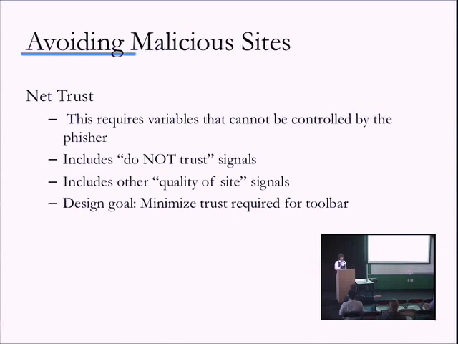NetTrust requires variables that cannot be controlled by the attacker. The attacker cannot control the things NetTrust depends on. The attacker can't control my social network. The attacker cannot control my browsing history, okay? The attacker can control the images they present to me, and so they can do that.